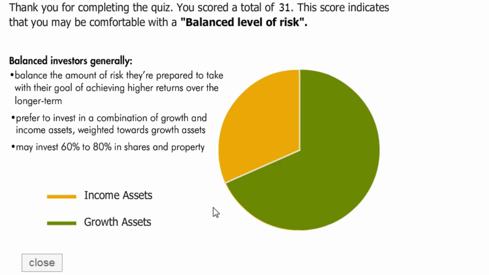But that's where I come out on the score. It's not a yes or no, this is definitely who I am or definitely who you are. It's a way to get the conversation started and start thinking about the types of investments that you want to have in your portfolio.